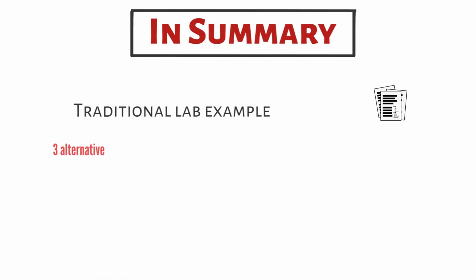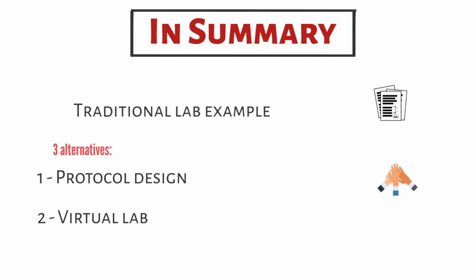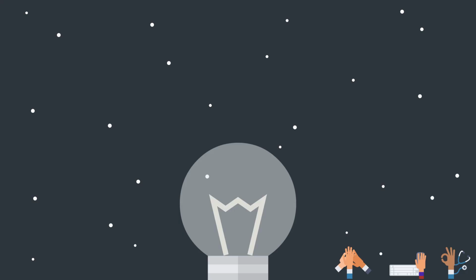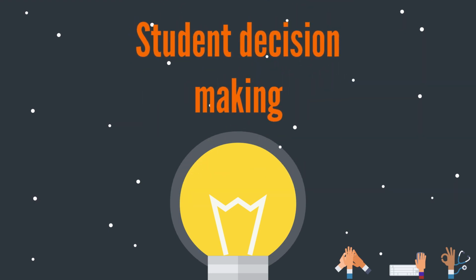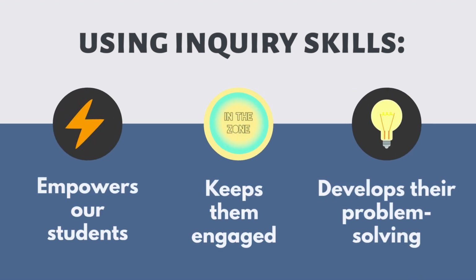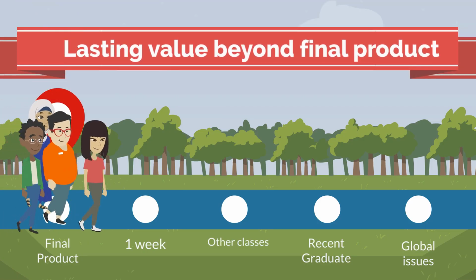In summary, we have shared three alternatives to redesign a traditional lab for remote learning. While there are many ways to adapt a lab for online delivery, in all of the given examples we have seen a focus on student decision making. This approach, of using inquiry skills, is a way to empower our students, keep them engaged, and develop their problem-solving skills, which has lasting value beyond the final product of a single lab.